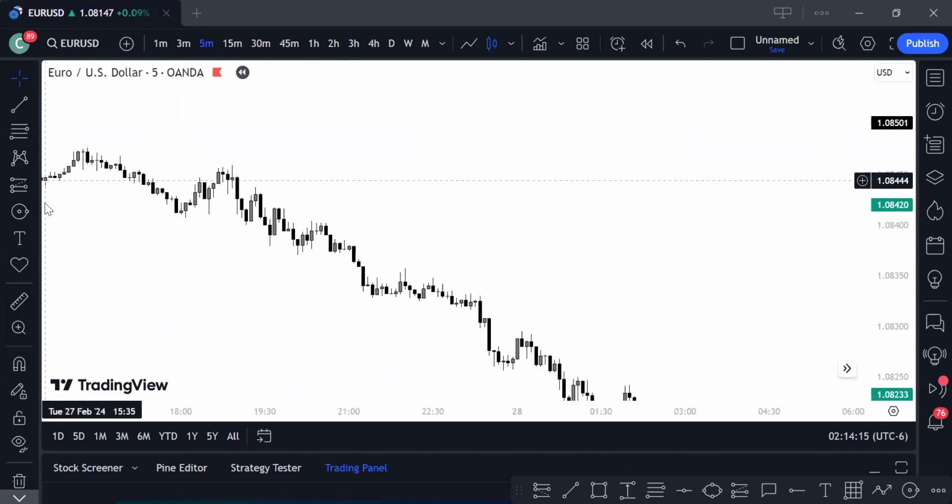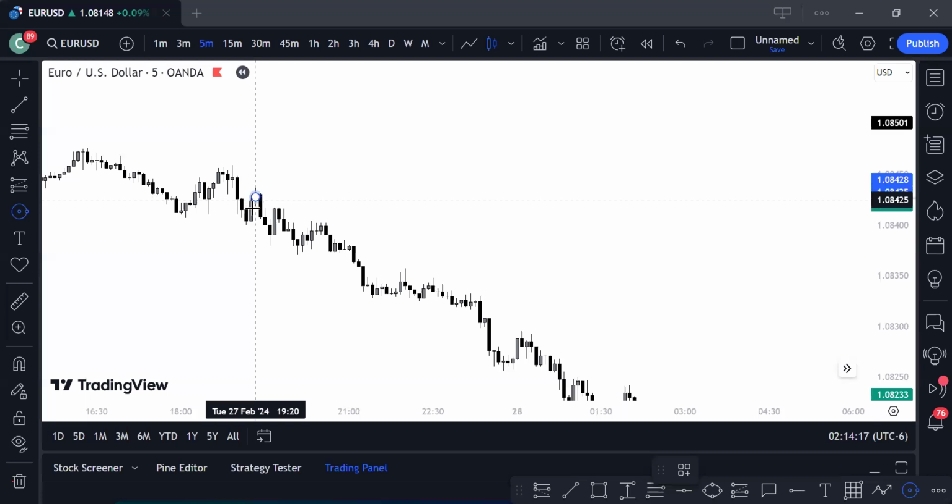This is also another confirmation. There are many, so you can easily spot it. So just wait for it to come to your POI. Sorry, to your supply level inside your POI.